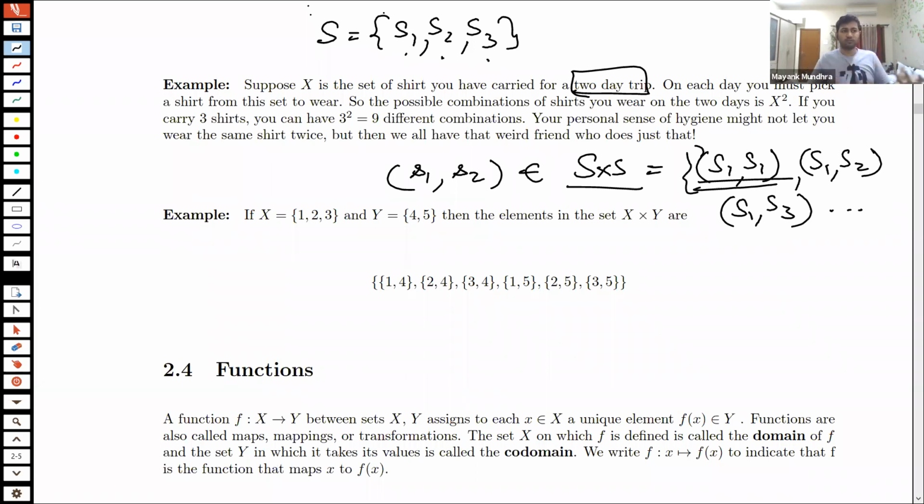Now it is possible that you might not like wearing it, but it is still a mathematical possibility that you can wear the same shirt on both days. Your personal sense of hygiene might not let you wear the same shirt twice, but then we all happen. A friend of ours just does that. He has a lot of shirts, but continues to wear the same shirt again and again.